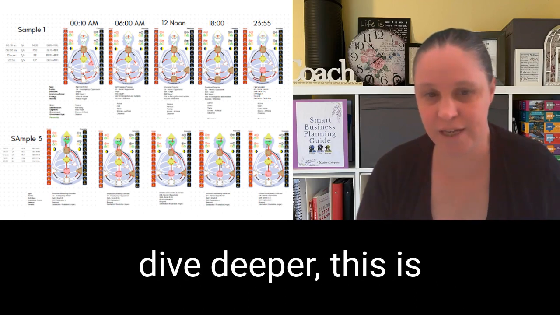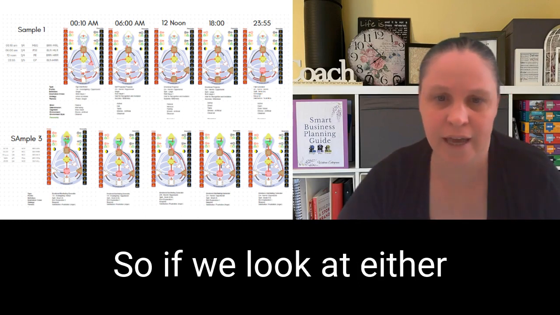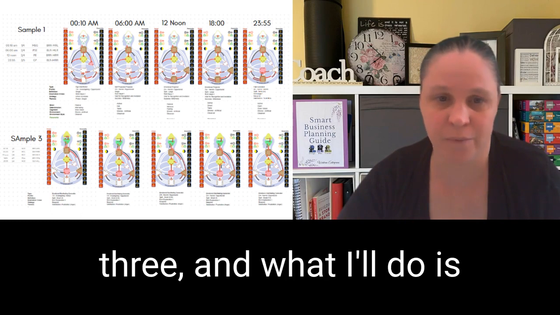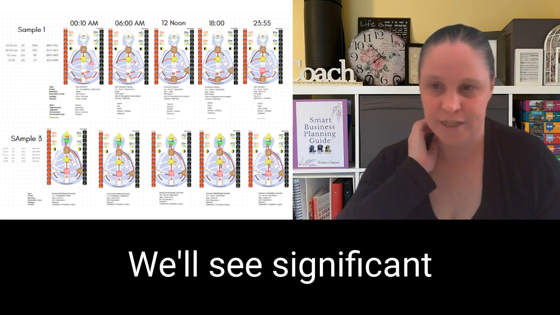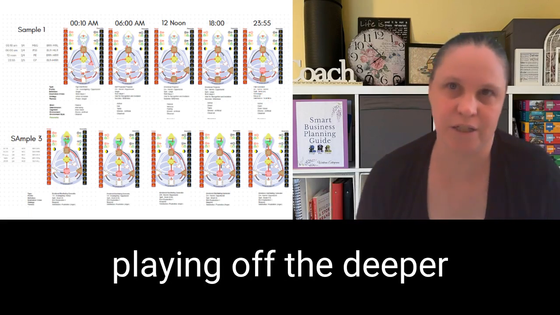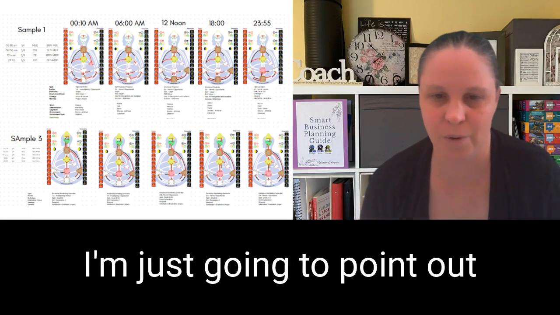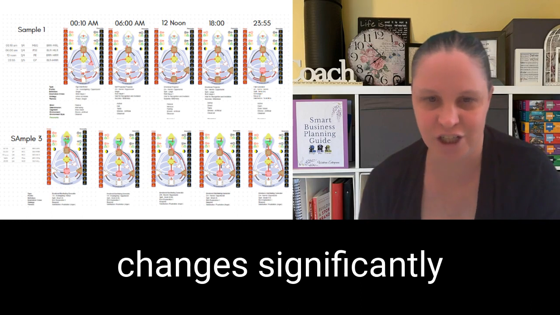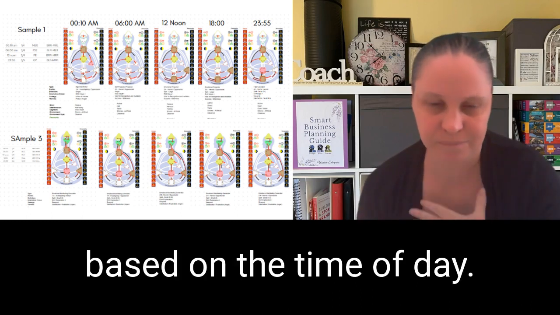Now, if you want to dive deeper, this is where we start to see significant changes. So if we look at either sample 1 or sample 3, and what I'll do is I'll just alternate between them as I go down, we'll see significant changes throughout. And this is playing off the deeper structure. In this video, I'm not going to pull out where they're pulling it from. I'm just going to point out that the deeper structure changes significantly based on the time of day.